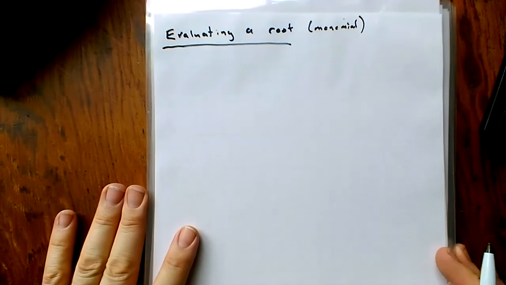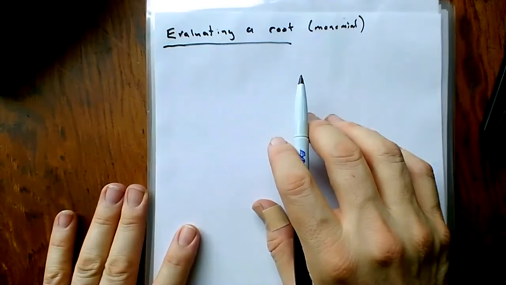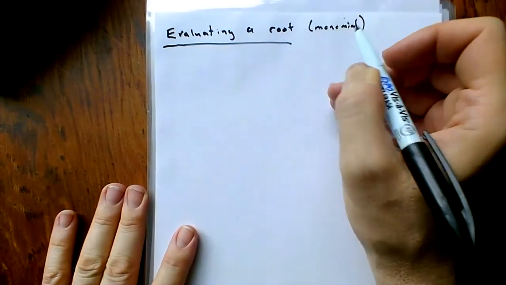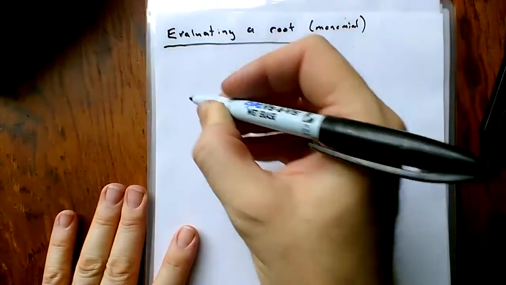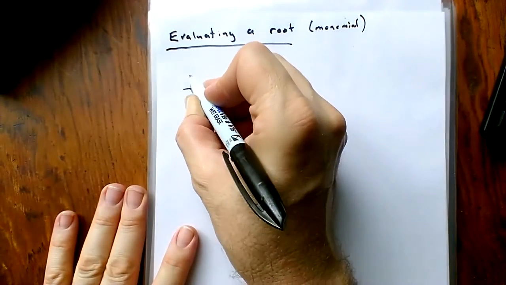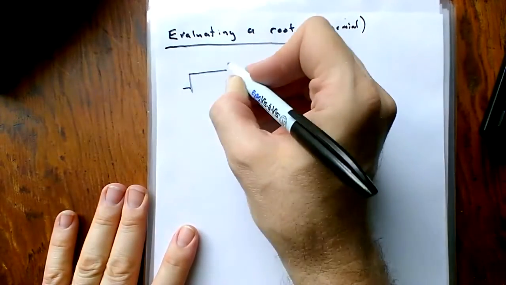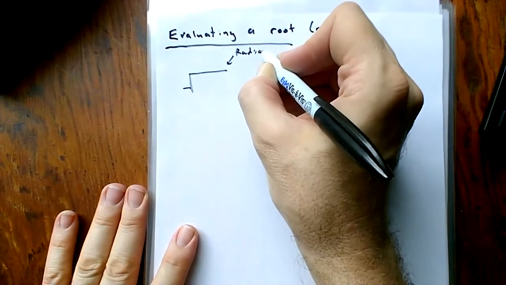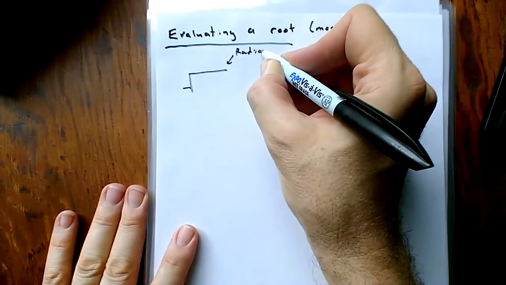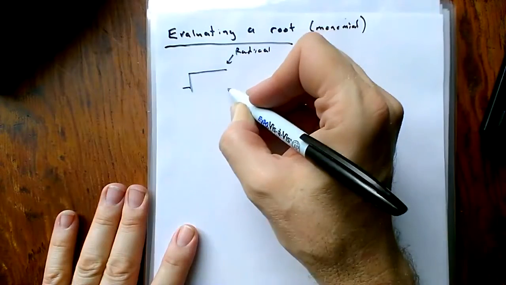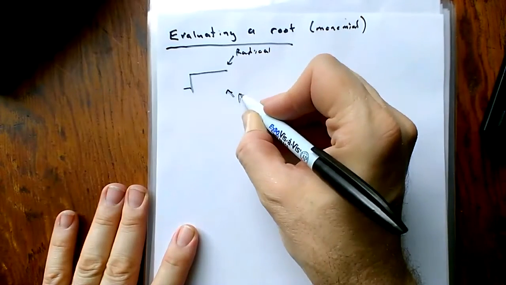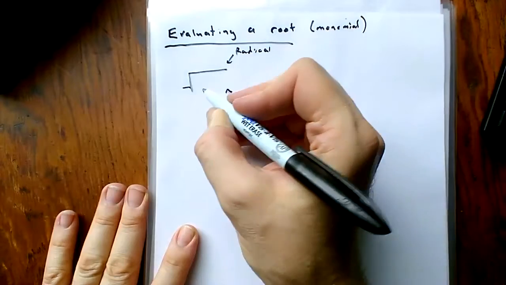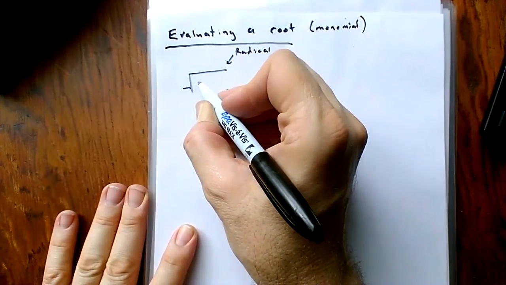Okay, so we're going to be talking about evaluating a root, and I'm just going to stick with monomials for the moment. So once again, I'm going to stick with square roots. Remember that our symbol here is our radical. The expression under that is our radicand.